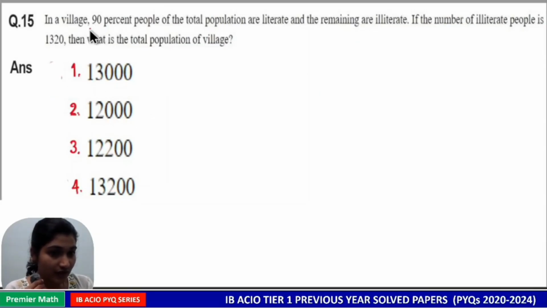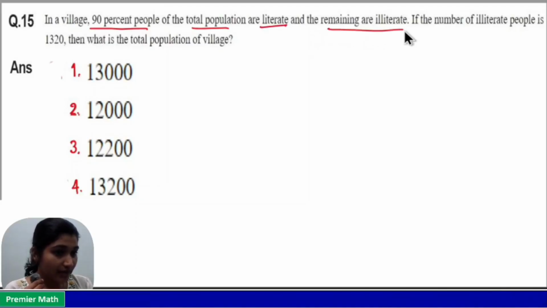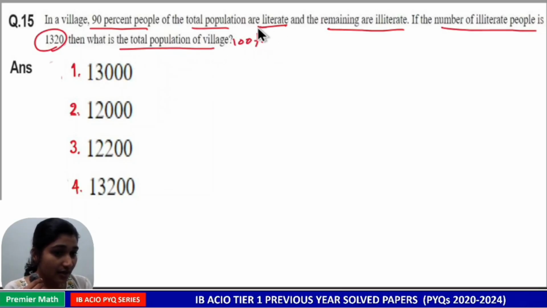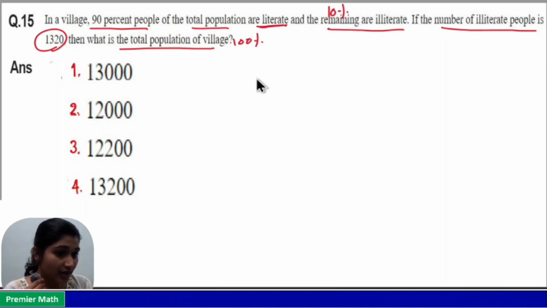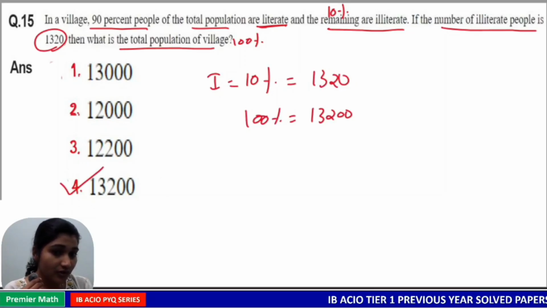In a village, 90% of the total population are literate and the remaining are illiterate. If the number of illiterate people is 1320, what is the total population of the village? Consider the total population as 100%; 90% are literate, so the remaining 10% are illiterate. This 10% is equal to 1320, then 100% is equal to 13200. Option 4 is your answer.